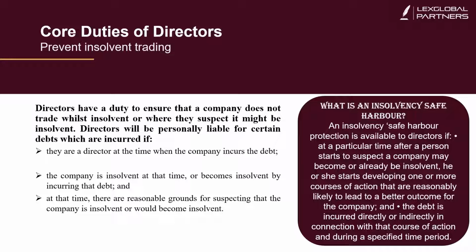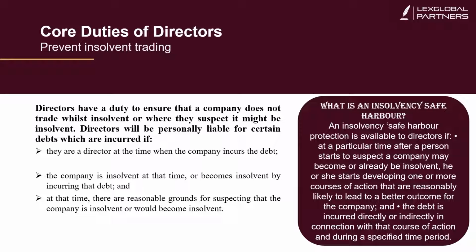If the director continues to do so and ignores the fact that the company has financial problems, that's where the directors will be found to be in breach of the duty of preventing insolvent trading, and creditors will go after their personal assets. Directors have a duty to ensure that a company does not trade while it's insolvent or where they suspect it might be insolvent. The directors will be personally liable for certain debts which are incurred if they are a director at the time when the company incurs the debt.